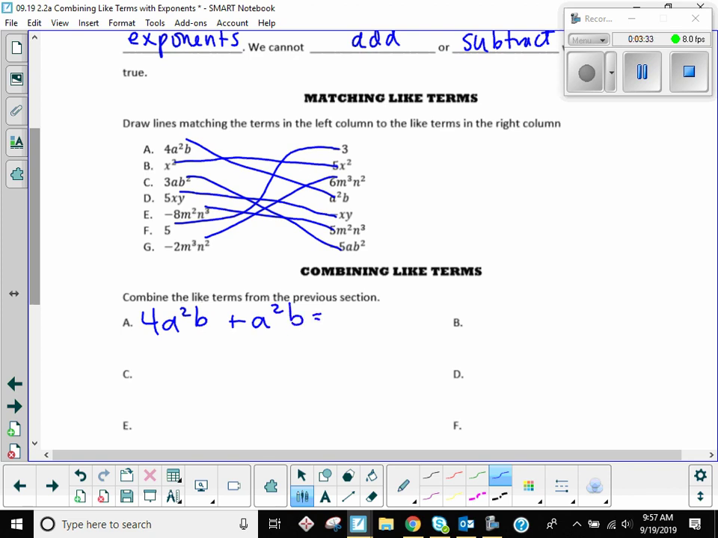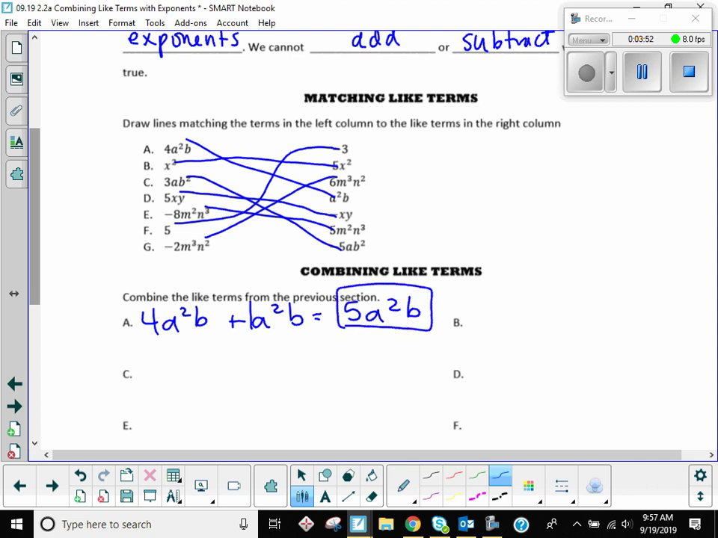How many a squared B's is that? 5, right? I have 4a squared B's here. I'm adding one more. When there's no number written, we know it's a 1. And so that means I have 5a squared B's all together.